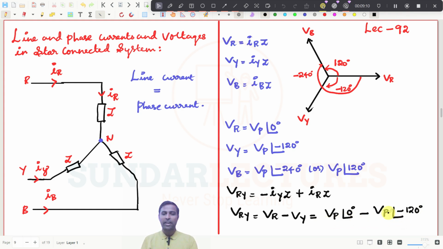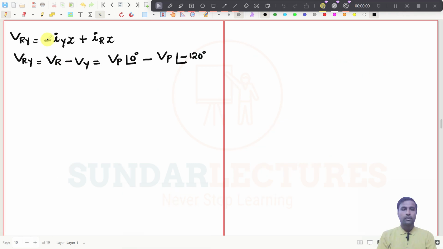It is very simple, right? Because if you convert this into the polar form, it is here. If you convert this into rectangular form, maybe I will take it to the next page. Now you see, you convert this into rectangular form and this into rectangular form. What will I get? Vry will be equal to V phase, if I take it commonly outside, then it will be 1, here it will be 1.